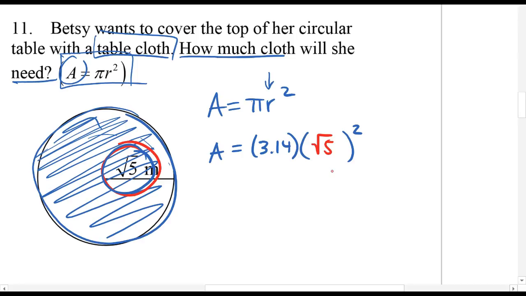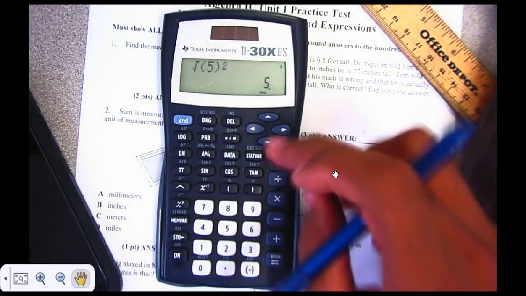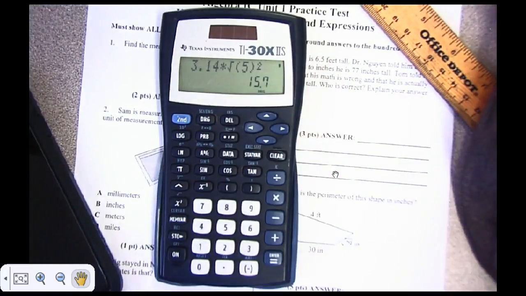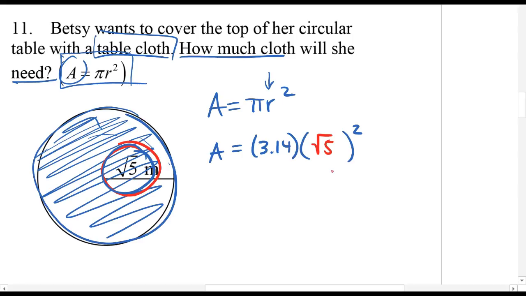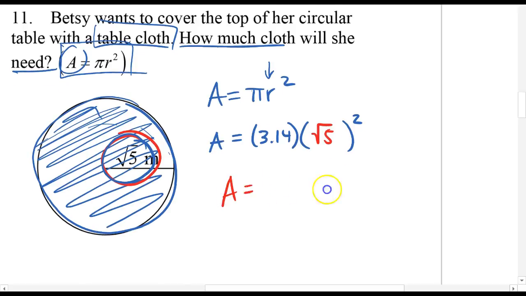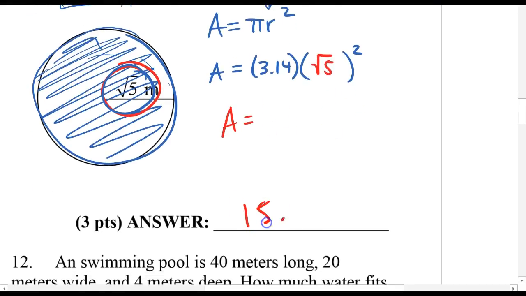Okay? But our answer, again, was 15.7. Okay, so the area is 15.7 meters, and remember we looked for area, so it's meters squared. Okay?